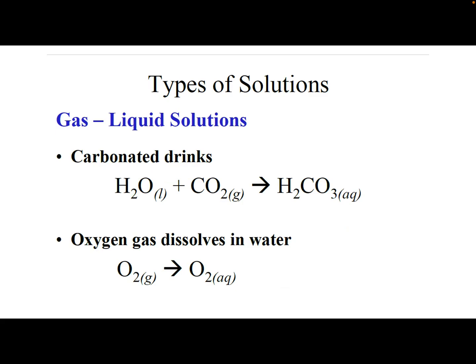Oxygen dissolves in water, so it forms a solution of O2 and H2O. And we saw when we did intermolecular forces, you have dipole-induced dipole forces. That's what allows oxygen to dissolve in water. Any water that's open to the atmosphere contains all the gases that are above it, like oxygen and carbon dioxide and nitrogen.